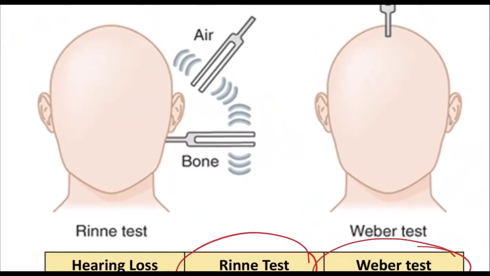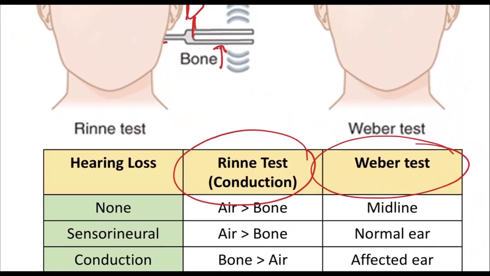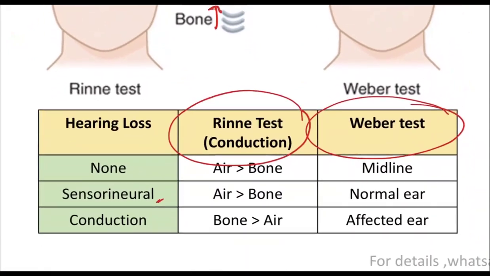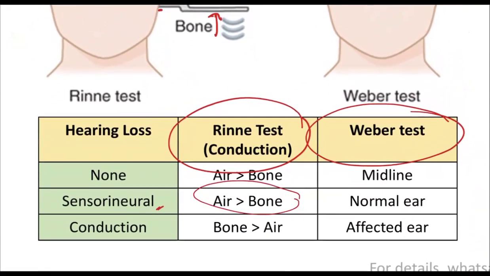How to do Rinne's test? In Rinne's test, what you do is strike the tuning fork and place it at the mastoid process. He will hear the vibration sensation. Once he stops hearing, then you place it in front of the ear. If he's still able to hear it, that means air conduction is better than bone conduction. This is a normal finding. What happens in sensory neural deafness? Still air conduction will be better than bone conduction.